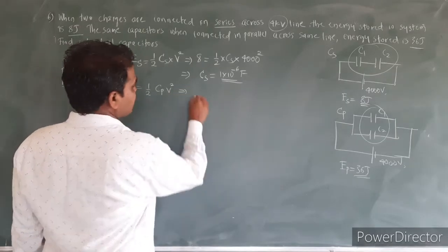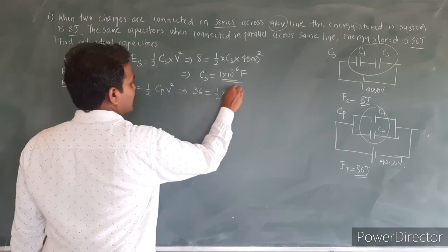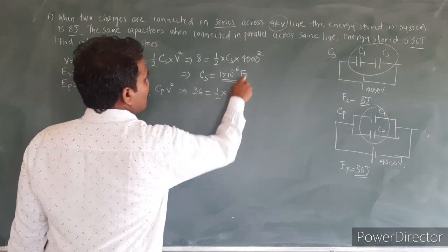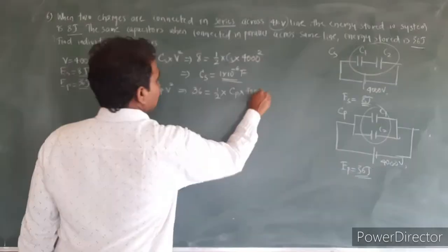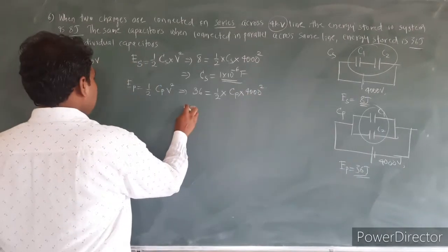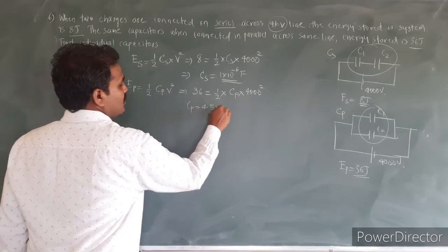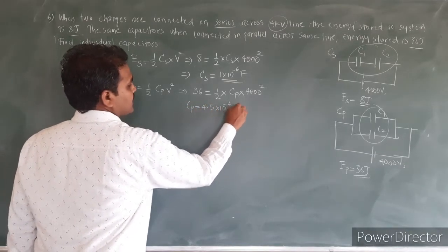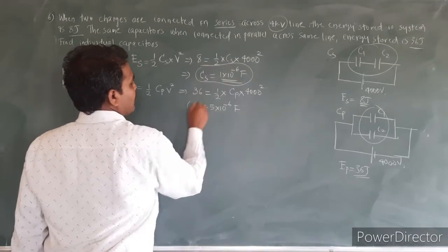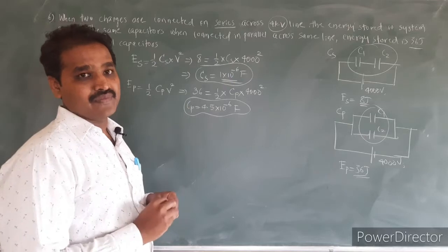Let me substitute the values here. The parallel combination energy stored is equal to what? 36. 36 is equal to 1 by 2 into C_p into V, which is 4000 square. If I calculate the value, I get C_p is equal to 4.5 into 10 to the power of minus 6 farads. So this is the value of effective capacitance in series and parallel combination.